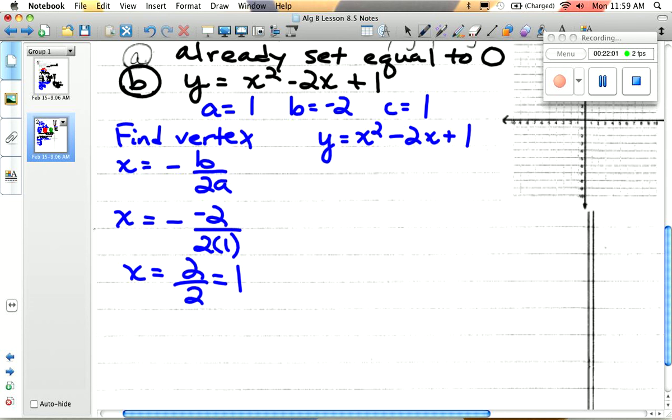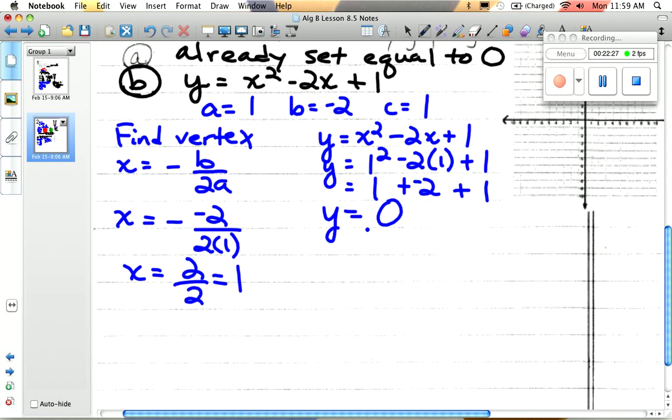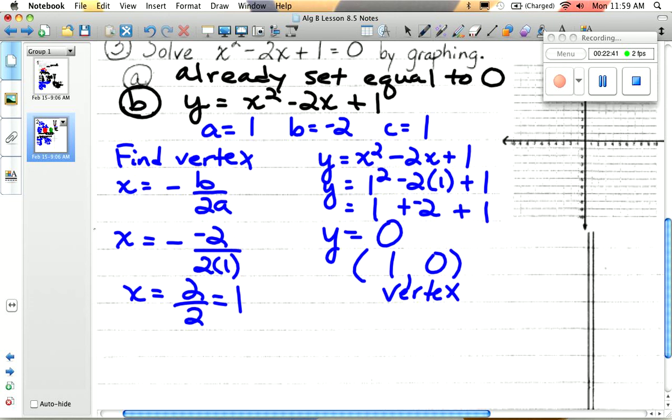You already got the y value of the vertex? Okay, what is it? No, I meant the equation part. One plus 1 is? Plus a negative 2 is? 0. Y equals 0. So what ordered pair is this? What's our vertex? 1, 0 is our vertex. This is what we were finding. So now we're going to go to the graph and put our vertex at 1, 0.